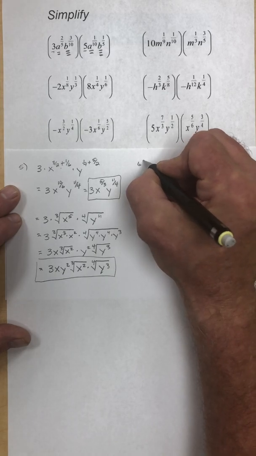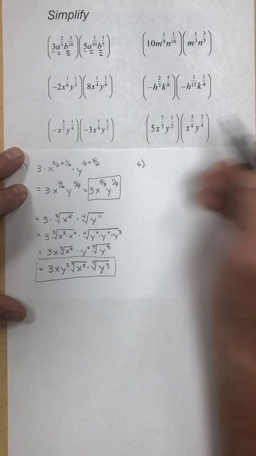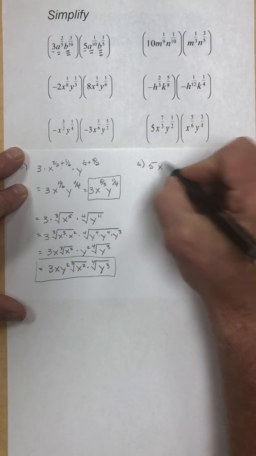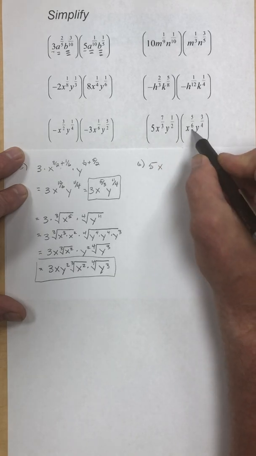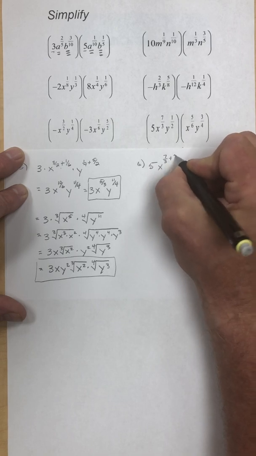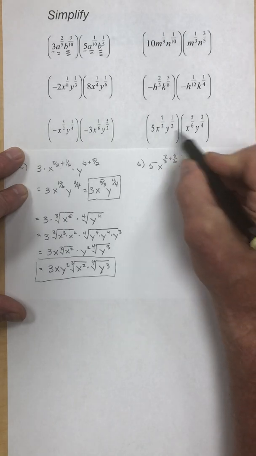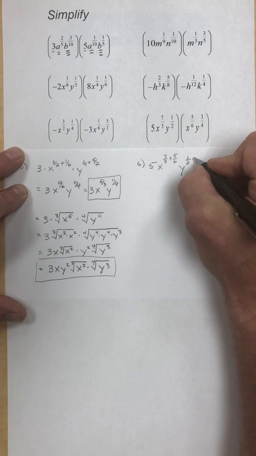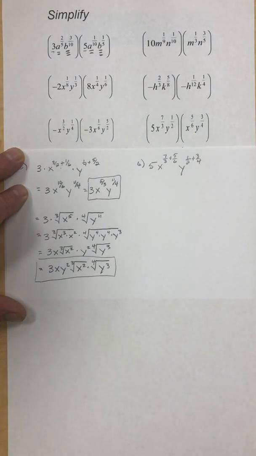So let's see what's going on with number 6 here. 5 times 1 is just 5, multiplying the coefficients. I have an x, so I have x to the 7/3 and x to the 5/6, so I can add those, 7/3 plus 5/6. And then for y, I have y to the 1/2 times y to the 3/4, so that would be 1/2 plus 3/4. Then we can add exponents.